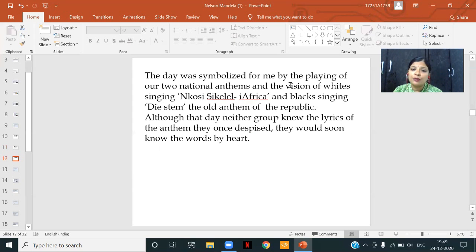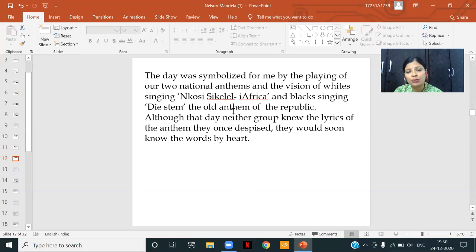The day was symbolized for me by the playing of two national anthems and the vision of whites singing Nkosi Sikelel' Africa and the blacks singing Die Stem, the old anthem of the Republic. So, children, in this function, they sang two national anthems. One is Nkosi Sikelel' Africa, which was of the black people, and the white people sang Die Stem. They sang both the national anthems to show that everybody was equal on that particular day.